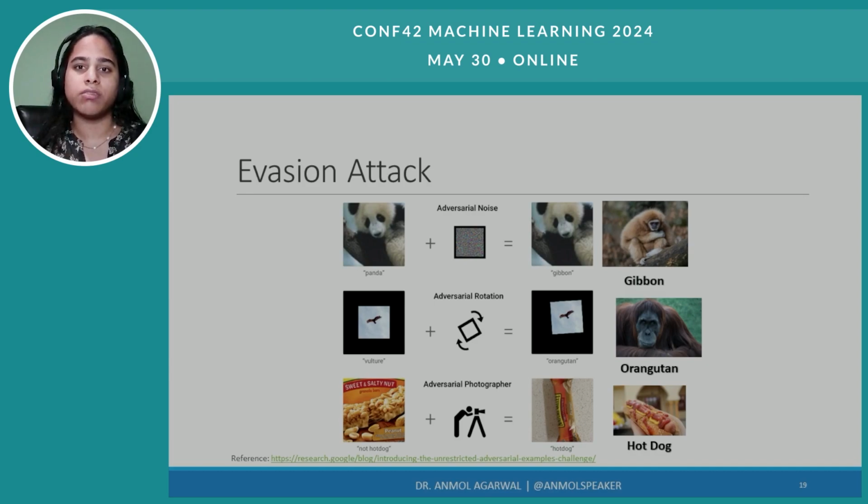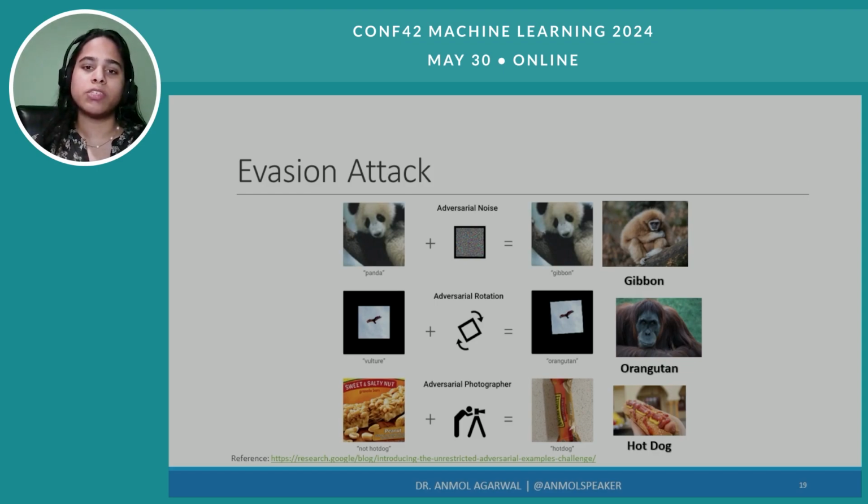This panda with the noise tells you that it's a gibbon, but you can also do other tactics as well. There's another kind of evasion attack called adversarial rotation. Basically, you can rotate an image. This second image is a vulture, but when you rotate the image, it thinks that the vulture is actually an orangutan. So it thinks this vulture image is a monkey, the orangutan.